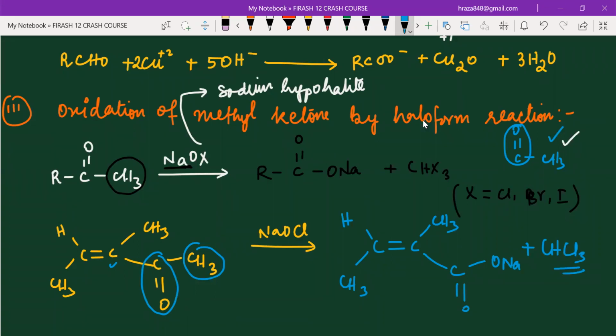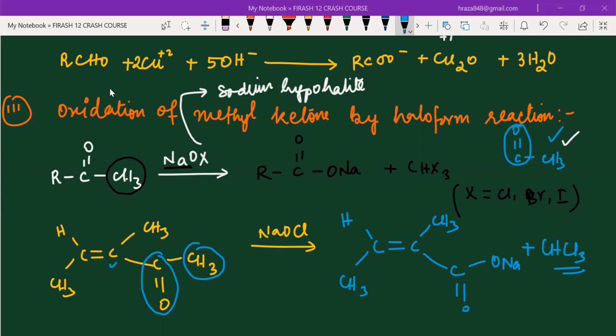Is that clear? If there is any question about which compound will show the haloform test, you need to find a ketone which has a CH3 group attached adjacent to the C=O group. Got it?